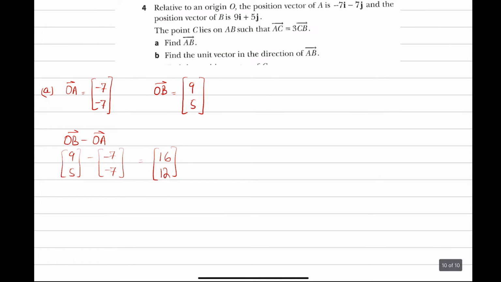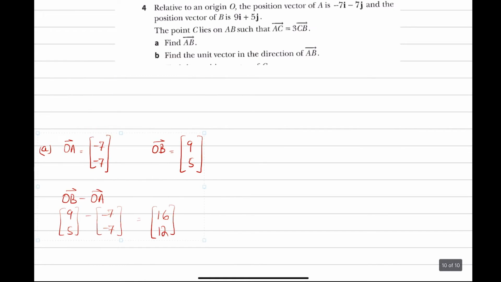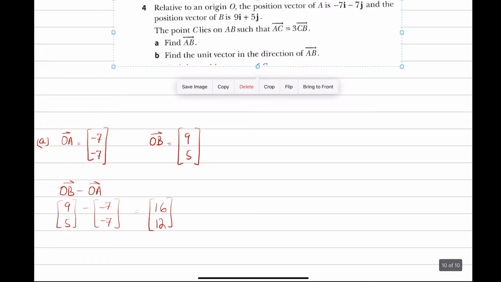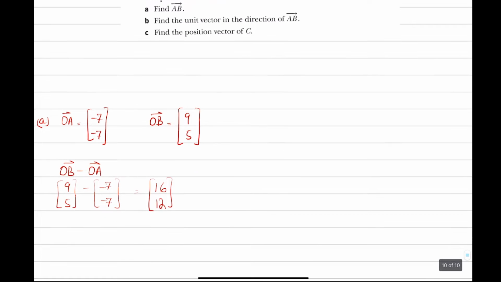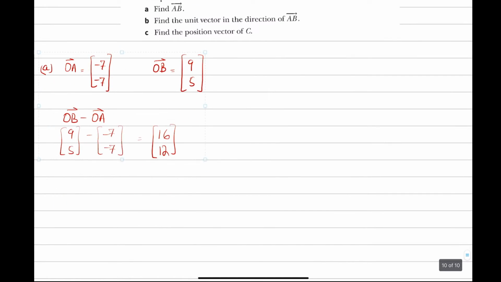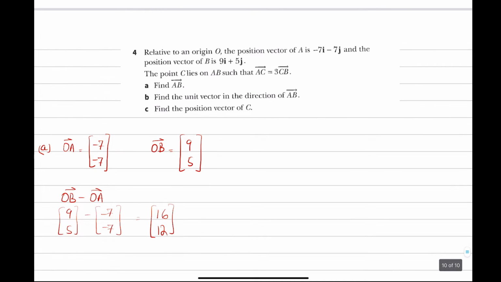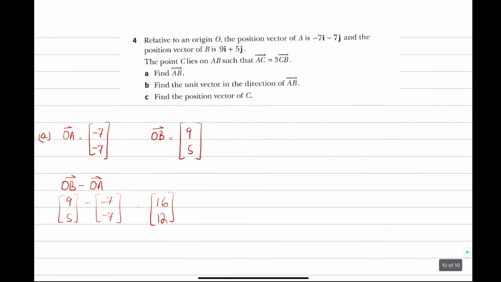Then it says find the unit vector in the direction of AB. I just realized that this question got a bit cropped. Just a minute, let me share the actual question with you guys, because the first two parts are fairly easy. There's nothing difficult about this question. So here's the actual question. The first part is still AB. Part B is that you have to find its unit vector. Pretty easy. Part C is that you have to find out the position vector of C.